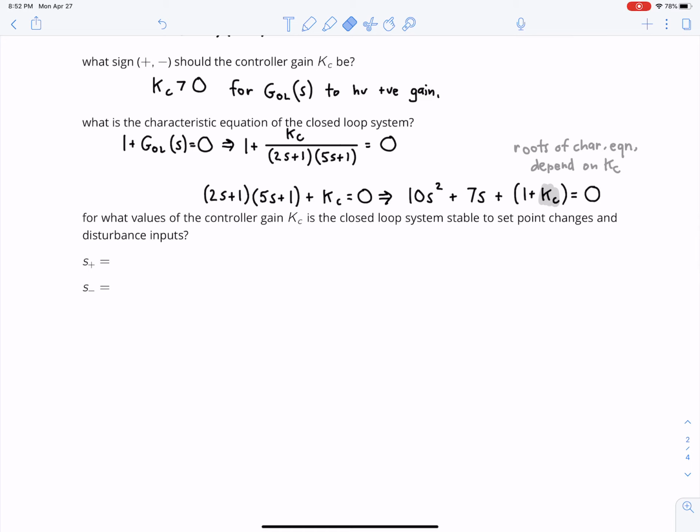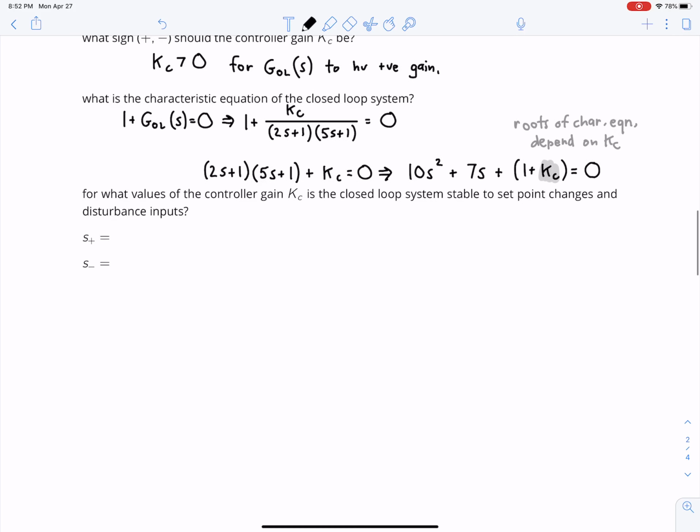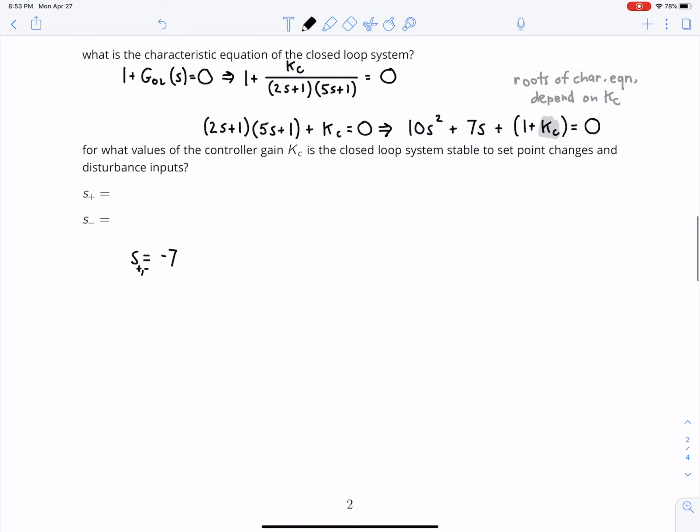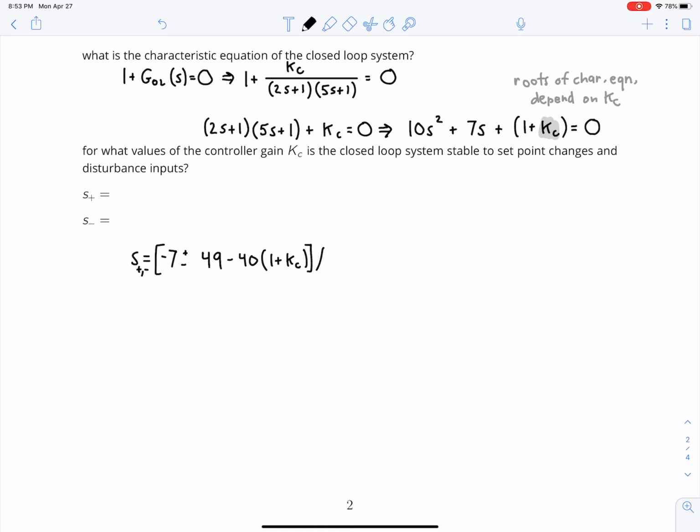All right. So what are the roots of this? Well, we can find the roots. These are the roots of the characteristic equation. This is the quadratic formula, however you memorize it: negative b plus or minus the square root of b squared minus 4ac, so negative 40 times 1 plus Kc, all over 2a, which is 20. And this needs to be in a radical.